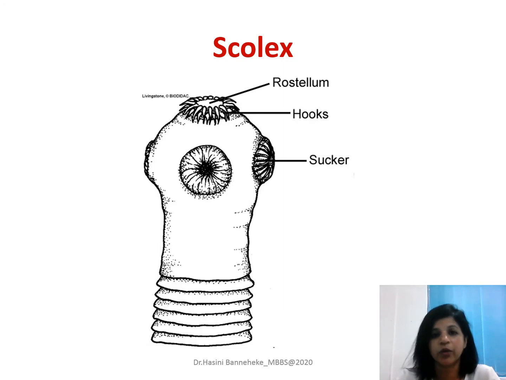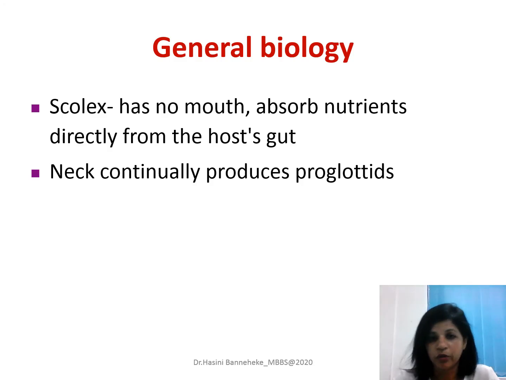Moving on to the general biology, the scolex has no mouth. Even though it is the head, there is no mouth. So the nutrients have to be absorbed from the host directly. And the neck, of course, I told you is the region of growth, so it continuously produces proglottids.